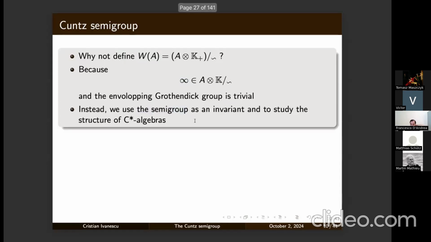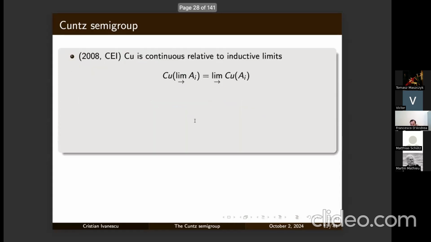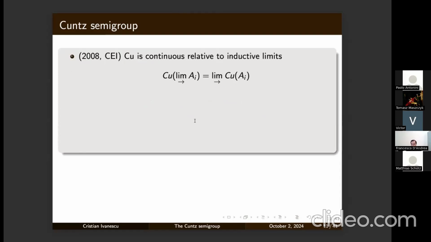Now, when we did this closure, we also noticed, and this is actually for people working in the classification program, a very important result. This is in my joint work with Chris Coward and George Elliott. What we show is that this stabilized version of the Cuntz semigroup is continuous relative to inductive limits, meaning that if I have an inductive limit and I apply the Cuntz semigroup, that's the same thing as the inductive limit of the Cuntz of A_i.